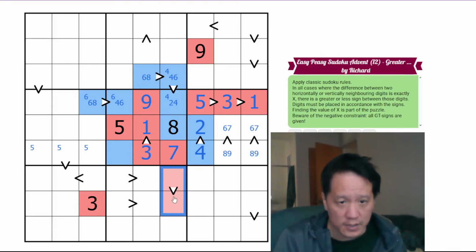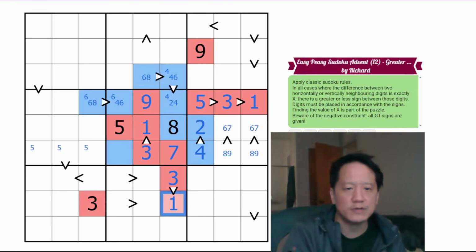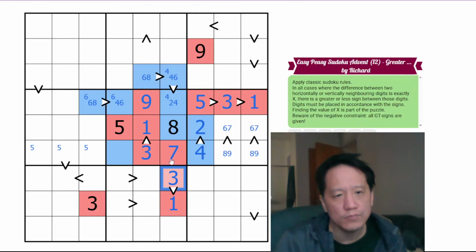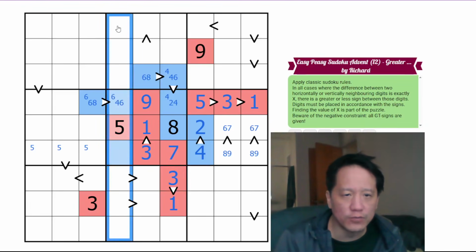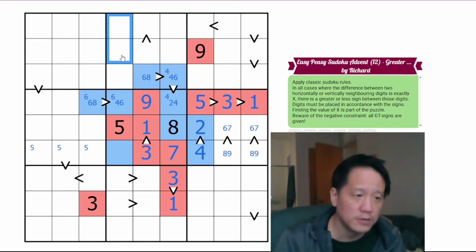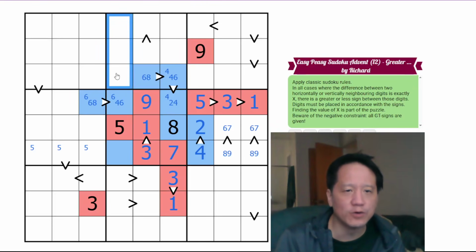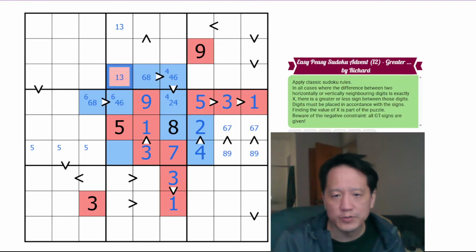To be consecutive here, it cannot be 9, because there's no 7 available in the column. Therefore, it must be either 5, 3, or 3, 1. Can't be 5, 3, because 3 in the row, so this is 3 and 1. We are guaranteed 3 and 1 in column 4 in one of these 3 cells. If there was a 3, 1 here or a 3, 1 here, that would guarantee there's a greater than sign in one of those 2 places. Since there isn't, this can't be 1 or 3. This must be a 1, 3 pair here. These are both odd.